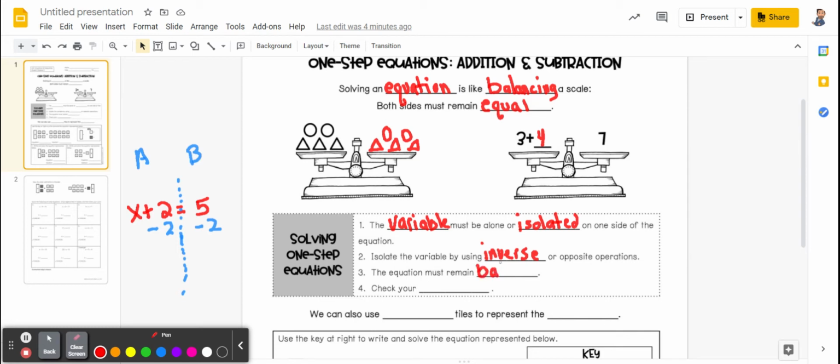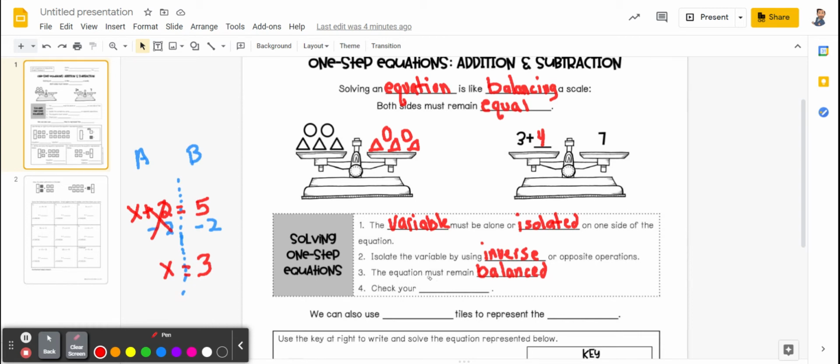Okay, it's key, balanced. All right, so if we subtract 2, so plus 2 minus 2, that equals 0, right? So I'm going to cross this out. That equals 0. Okay, and so what's left on the A side? Well, it's just x. And what's left on the B side? Well, 5 minus 2, that's 3. So our solution is x equals 3.